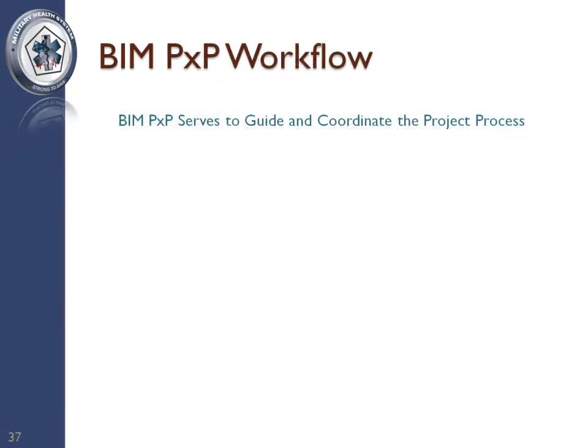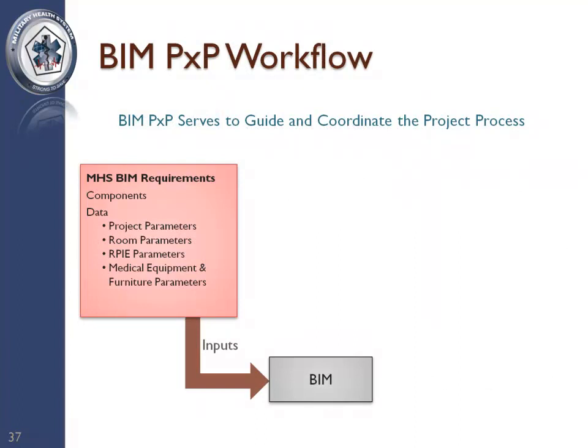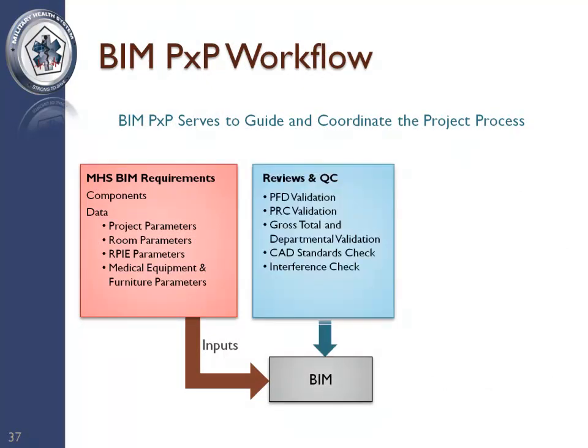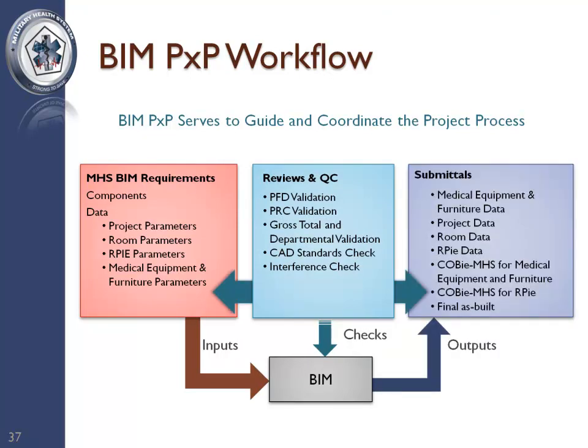The BIM workflow for an MHS project begins with the project team reviewing MHS BIM requirements and defining how the project team will meet those requirements. The team then identifies and lists the processes that are part of an ongoing periodic review. The BIM PxP identifies submittals and data requirements and defines the format for the submittals.